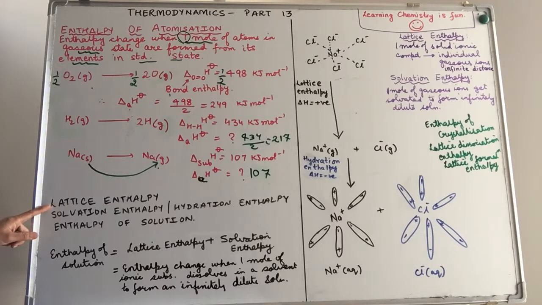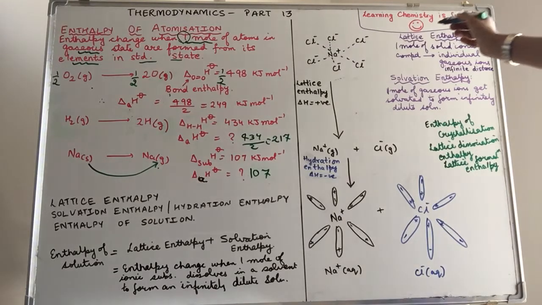So you just use a bit of logic and you will be able to find your way around this. Coming to lattice enthalpy, solvation enthalpy, enthalpy of solution. Now these are a bit confusing when you read too many reference books, too many textbooks. Somewhere you'll have lattice enthalpy, lattice dissociation enthalpy, enthalpy of crystallization. So just concentrate on what we're going to discuss over here, and then if you still have doubts, please post your doubts in the comments.